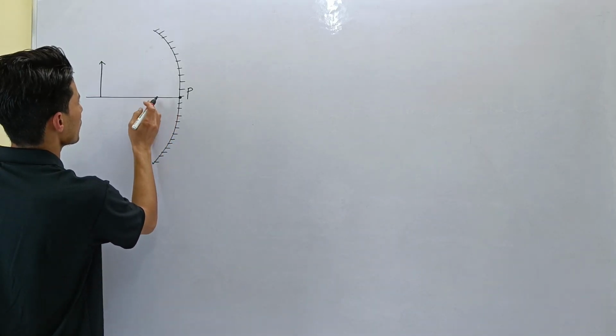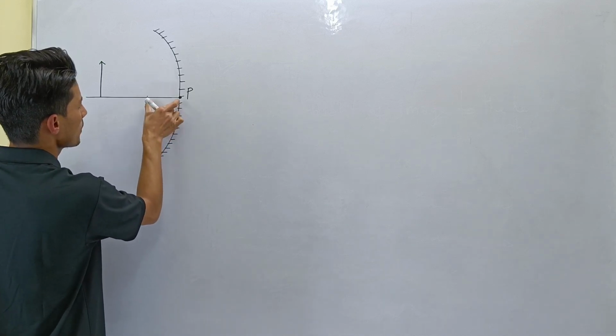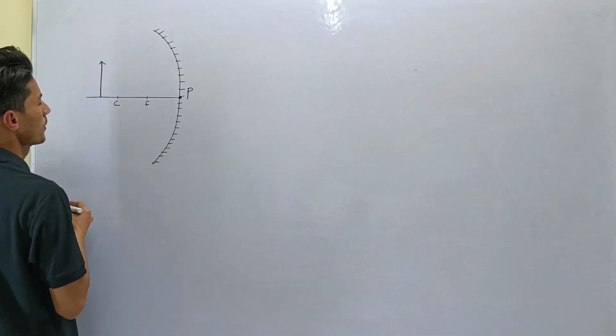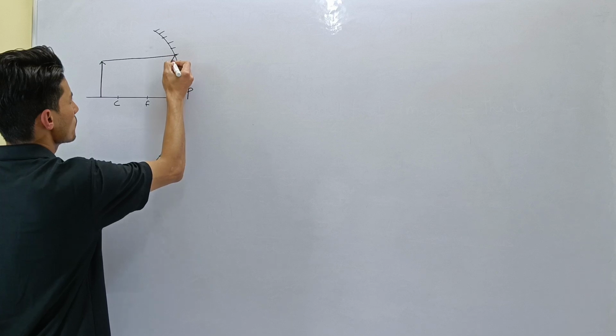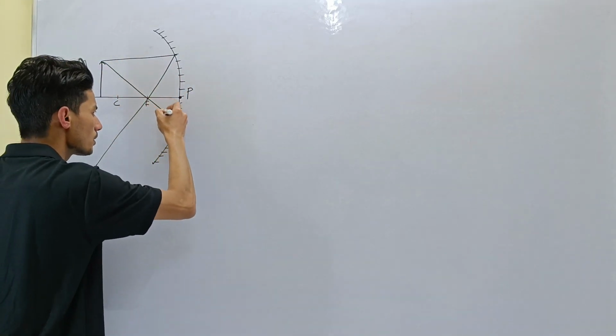So let's mark the focus. If I want to keep the object behind C, this has to be my focus. Making sure that it's the same, I keep my C here. Alright, then I draw the ray diagram. Ray 1 passes through focus. Ray 2 also passes through focus.